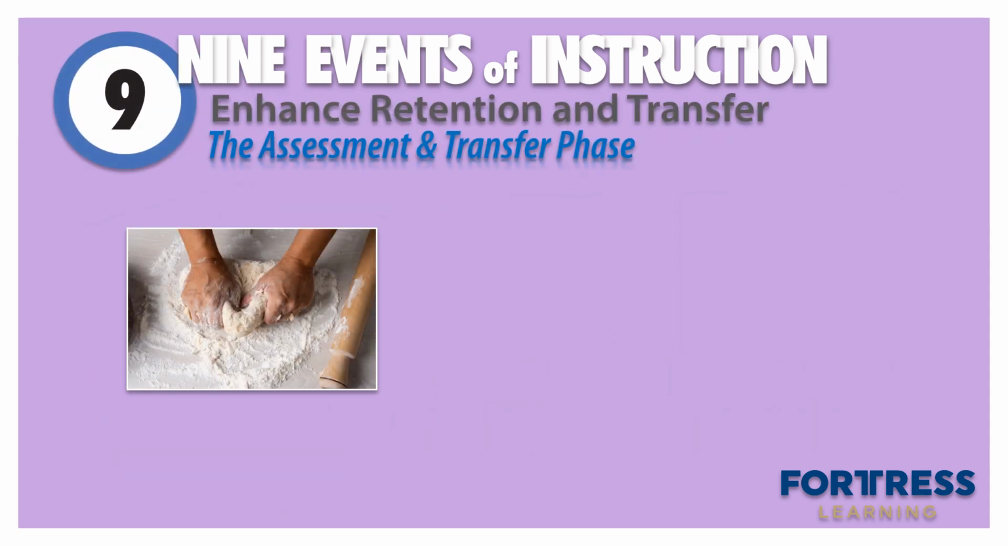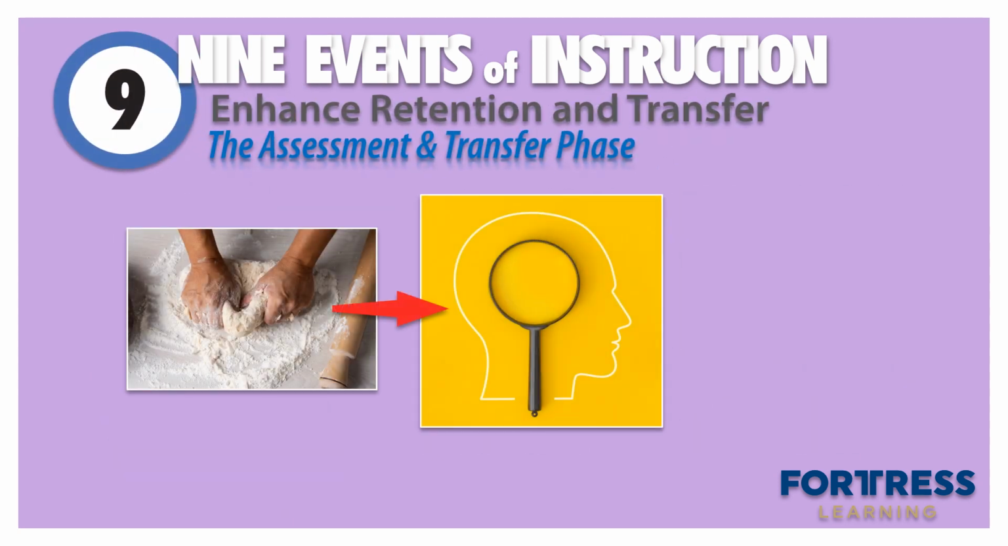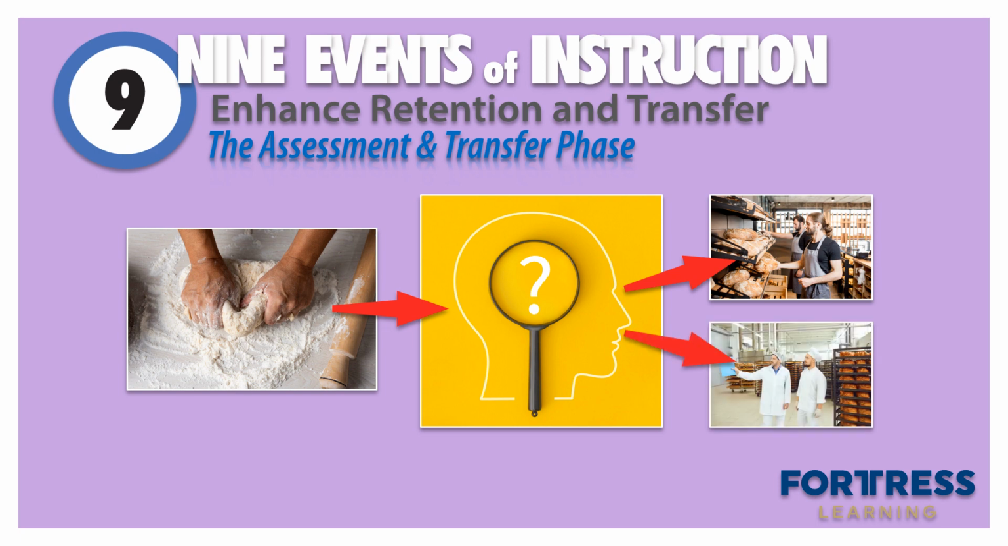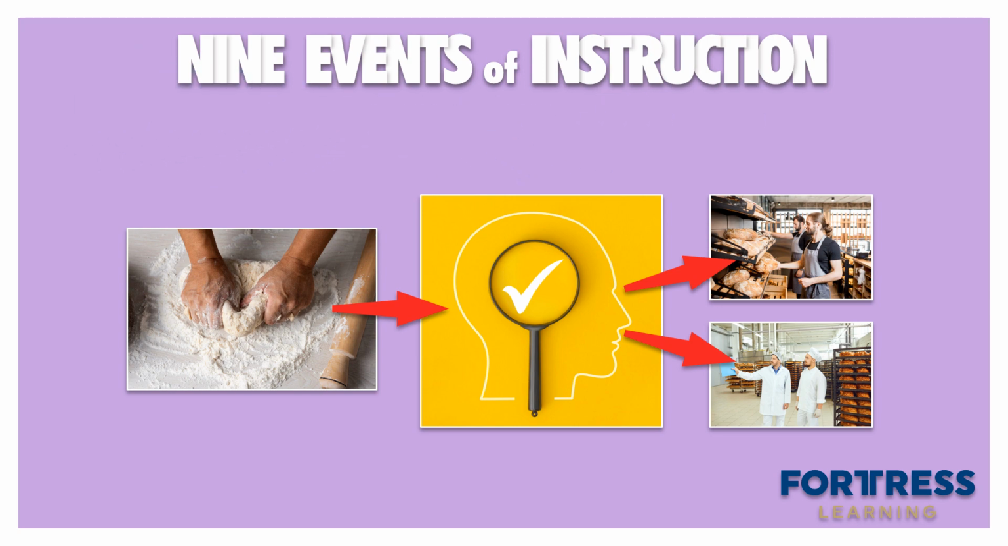The ninth and final event involves enhancing the learner's retention and ability to transfer the learned content to different situations. This can be achieved by providing additional examples of how the skills can be applied in the context of the learner's previous experiences, as well as to future situations that have not yet been experienced by the learner. This will allow for clearer understanding and a broader application of the skills and knowledge that's been learned.